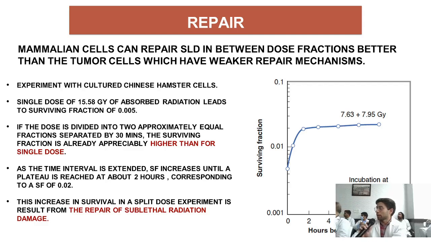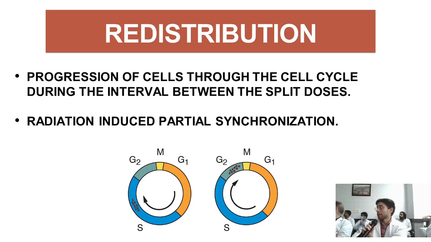And we know that if we give a certain time to normal cells, they can start repairing, and that's the repair of sublethal radiation damage. So this split dose experiment tells us that the result will be the repair of sublethal radiation damage. It's really important for our normal tissue cells because they have a greater mechanism for repair. But the tumor cells have a weaker repair mechanism, which helps us to kill the tumor cells.